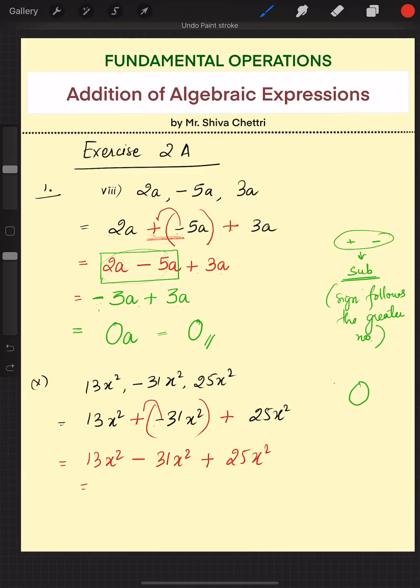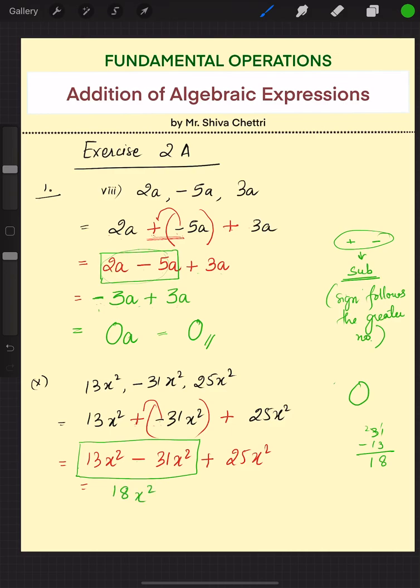So now I will solve these two first. That is 13x square and minus 31x square. So minus 31 and plus 13, what will you do? You will subtract. That gives you 31 and 13. Let us subtract. So this gives you 8. This becomes 2, 18. So that is 18x square.